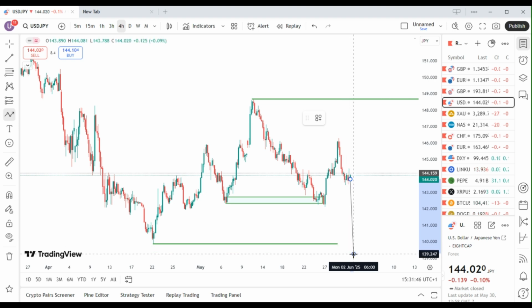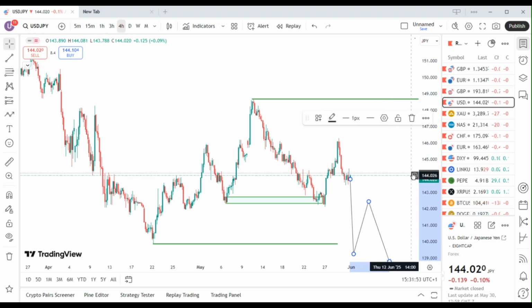But if price breaks and closes below this green bar, that means we'll go bearish this week. Wait for it on a pullback and we'll do what? We'll continue sliding it down. Okay, so this is how we take action on USDJPY.